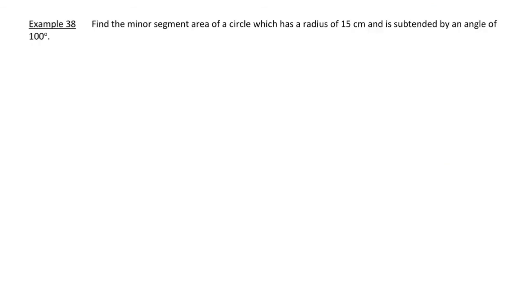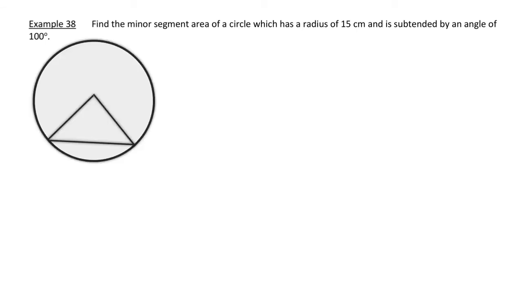So example, find the minor segment area, which is a radius of 15 centimetres and is subtended by an angle of 100 degrees. So we've drawn the circle and we've marked on the radius, and that's going to be 15, and the other radius is 15. The angle is 100. So what we want to do is find the minor segment area, so this bit in here.